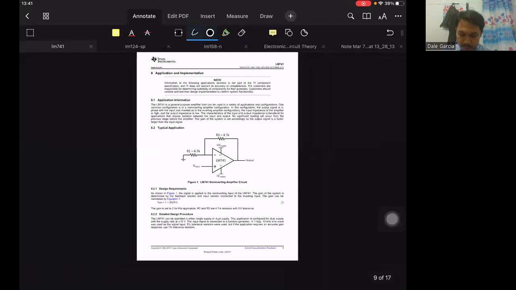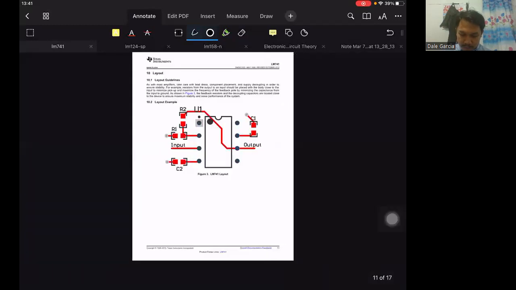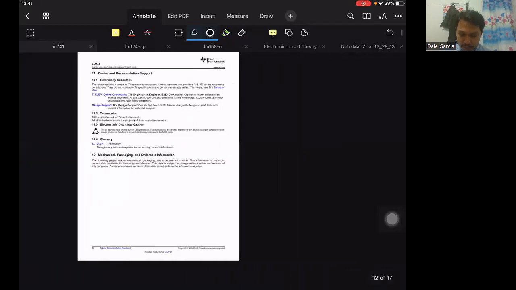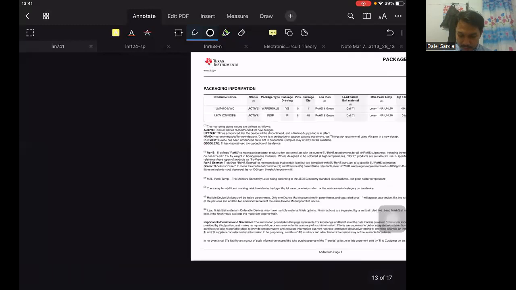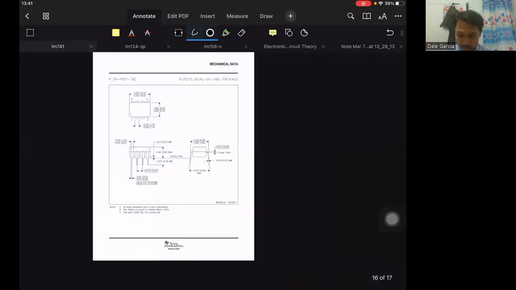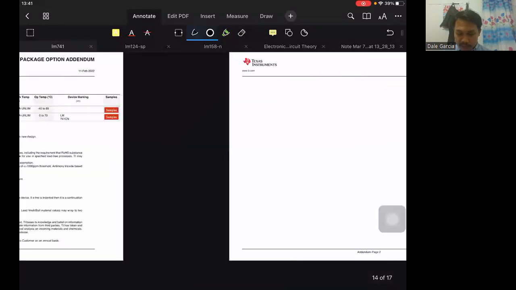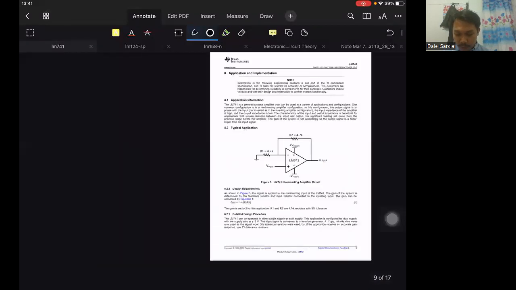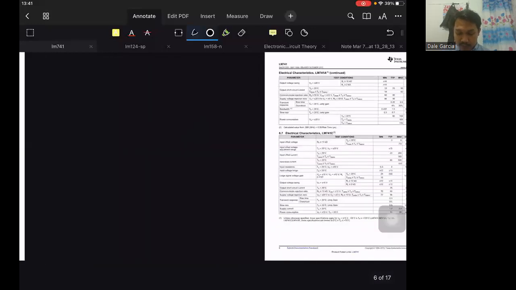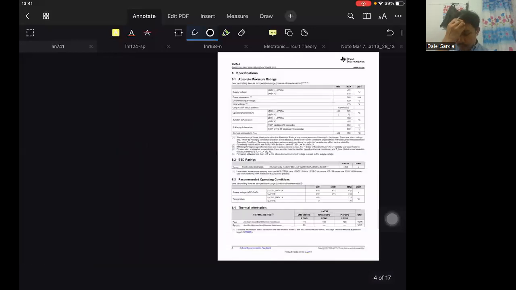It also has the responses, even the mechanical specifications, the dimensions, and the waveforms of the responses. So all the important details that we like to have are in the specification sheet.